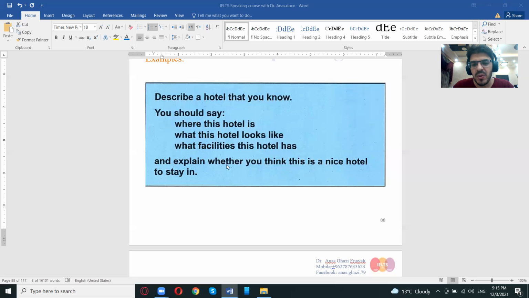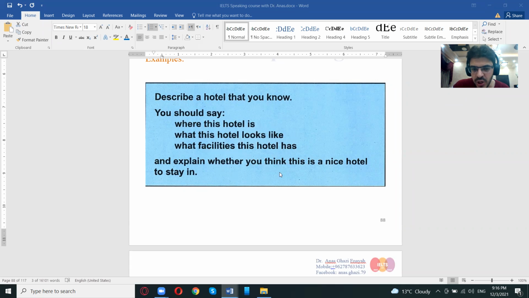Because when you are asked to explain something, whether it's nice or not, there are a lot of things to say. It's not like the location. Maybe the location is in a strict area, so there are not a lot of words to talk about the location. You can just give the address and this is it. You can actually expand a little bit here when you are talking about the physical appearance of the hotel and the facilities.